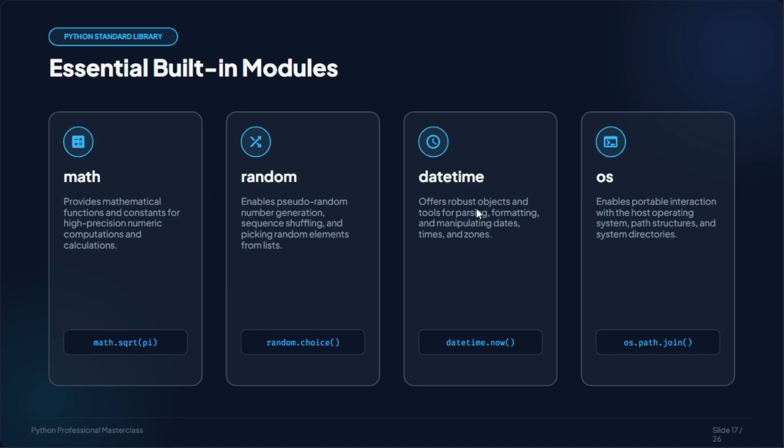Then there comes datetime. The datetime module helps us with dates, times, and calendars. Whenever an application displays today's date or records login time, it usually uses this module. Then there comes os. The os module allows Python to communicate with the operating system. It helps us work with folders, files, directories, and system paths, and you will see it frequently used.